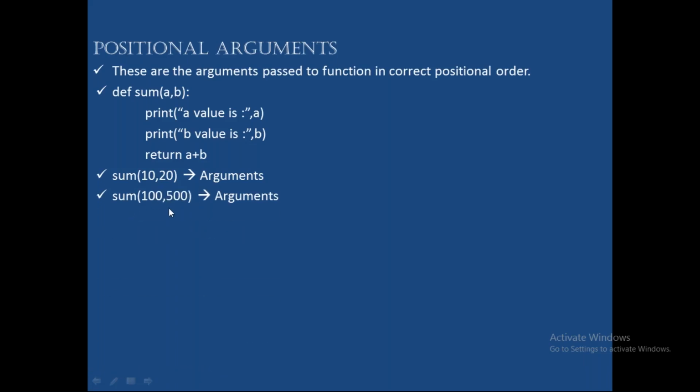Now when I say sum 100 comma 500, what is the a value, what is the b value? Nagaraj, what is the a value, what is the b value? So the a value is 100, the b value is 500. That you know, right?